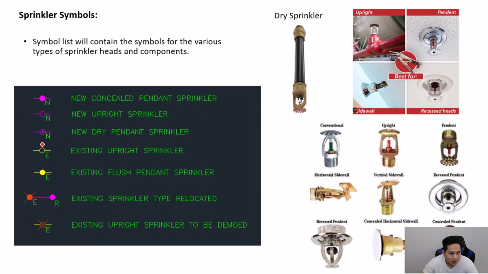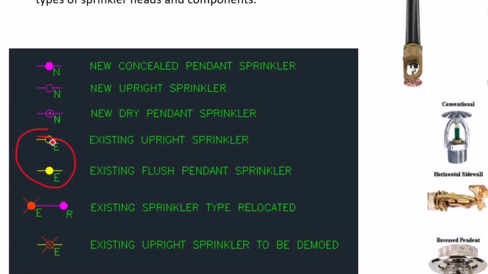And we have some other symbols here. So the existing would be represented by the same symbol as a new upright sprinkler head, but the difference is instead of the letter N for new, we use the letter E for existing, and we make the symbol color yellow because the plot styles that we use, the color yellow, would print out a little bit lighter than the magenta color for all the new symbols.